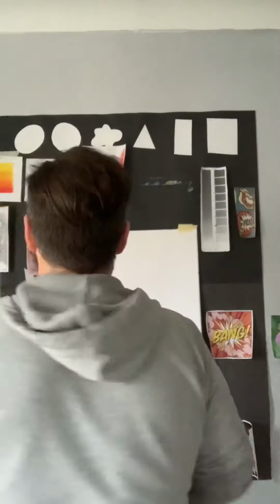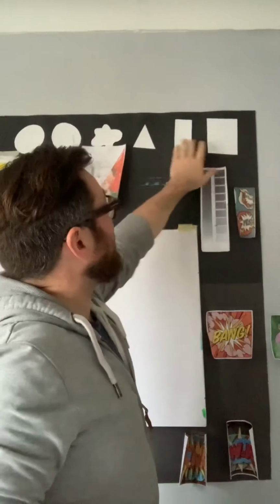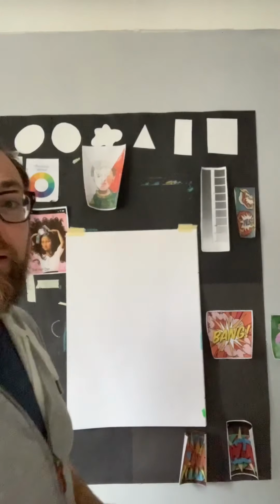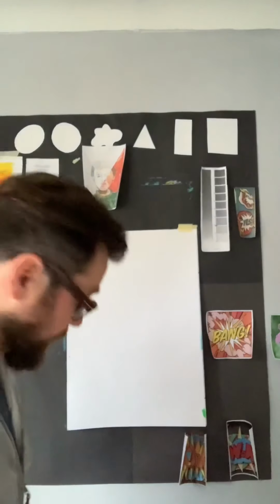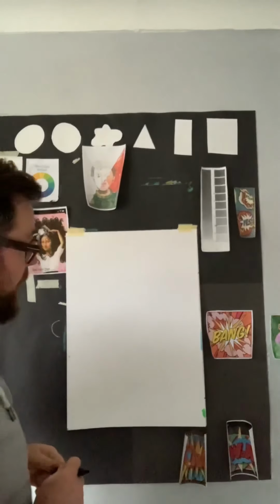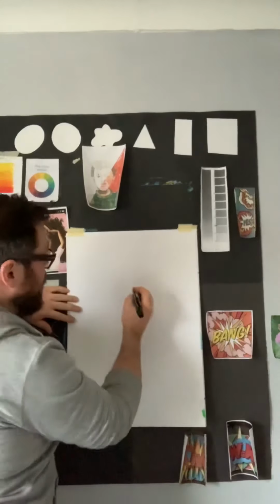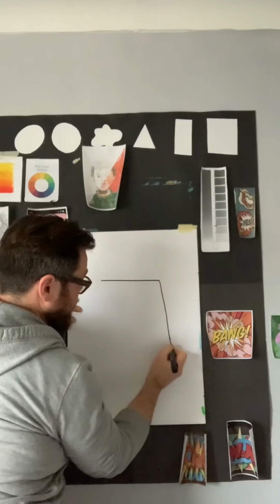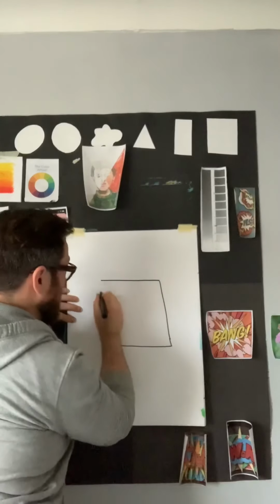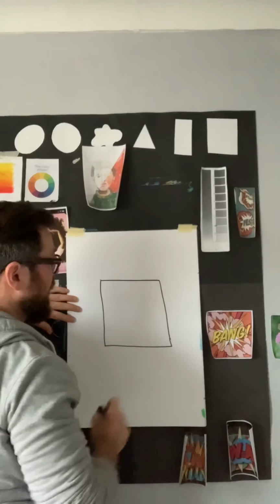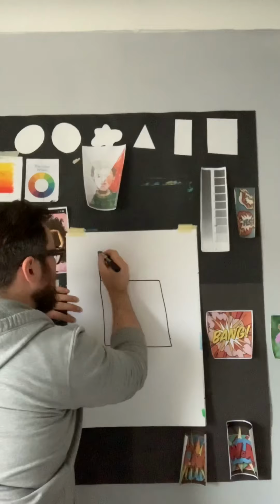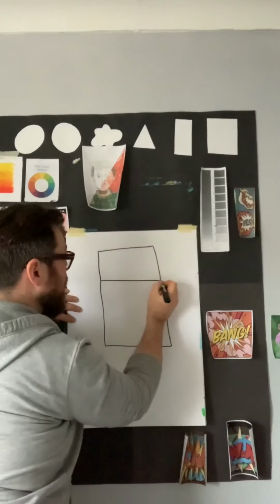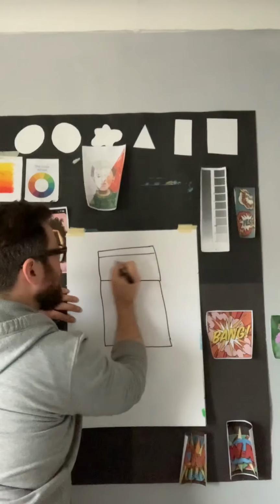So first of all, we have the 6 basic shapes that we always think about. So I have my rectangle, my square, triangle, wiggly shape, circle, and an oval. So to draw my house, first of all, I'm going to draw a very large rectangle shape like that.